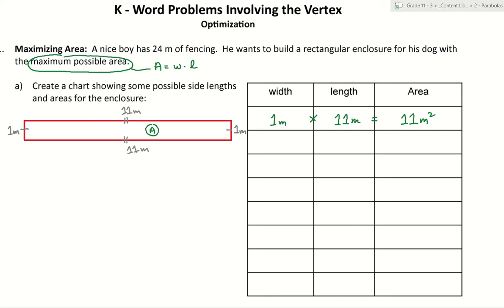I mean, the dog can run back and forth, and maybe that's good. But let's check it out. Or let's draw a second thing where it's a little bit wider but a little bit longer.